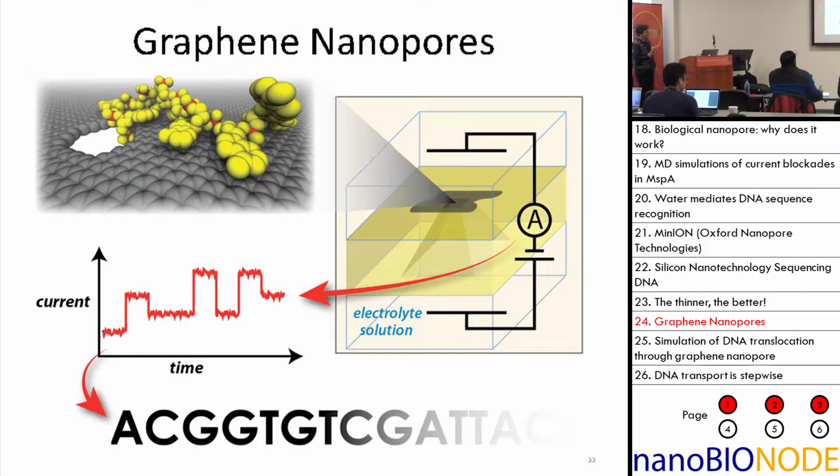So basically, the concept is the same. We have a flake of graphene on some kind of a chip. We have electrolyte solution. We apply an electric field. The DNA molecule goes through, and we measure the DNA sequence by measuring current, right? And this is, again, a trace that my student drew. You know, this is not the measurement.